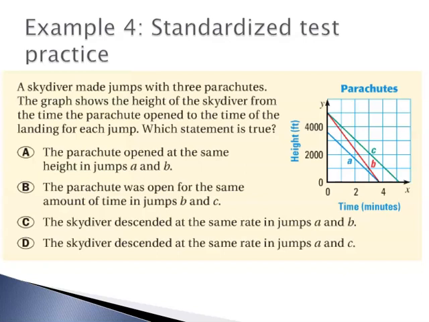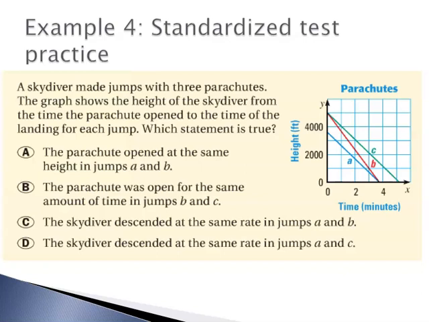Well, let's go through each of these statements. The parachute opened at the same height in jumps A and B. You can see that the height for A was somewhere between 3,000 and 4,000, maybe around 3,500 feet, whereas B looks like it's at a height of 5,000 feet. So A is not the right answer.